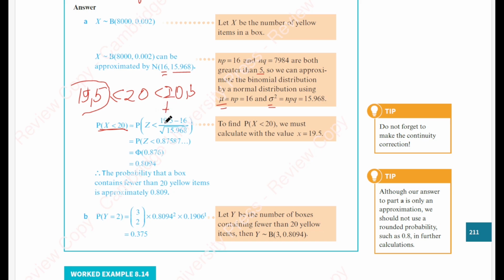This is your x value. Yes, so this is the x value here. This is the lower bound. That's why you have 19.5. Here, if you standardize, you need to subtract 16. You always subtract the mathematical expectation, and you divide by the standard deviation, which is the square root of the variance. And here you have this one. So everything should be clear here.